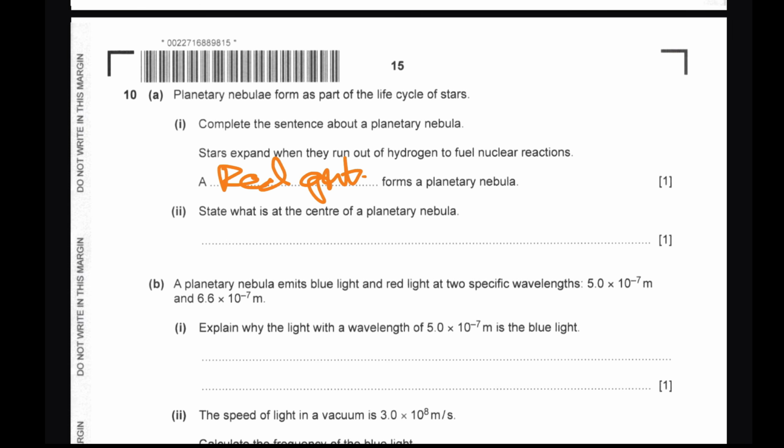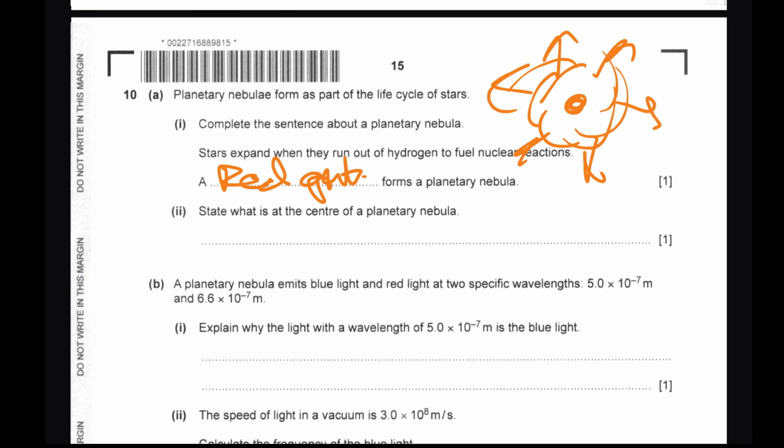State what is at the center of the planetary nebula. So once you've got the layers thrown off from the star, as they're throwing off, you're left with the core. And what's the core? For a star which is sun-like, or stars which form planetary nebula, this will always be a white dwarf.